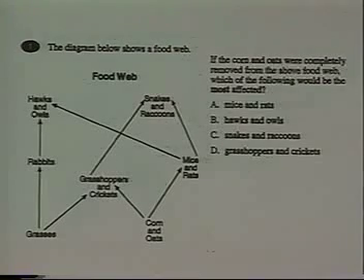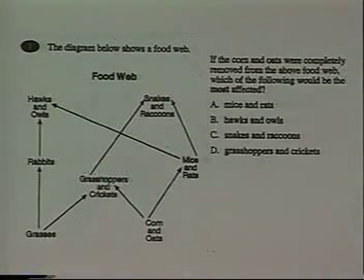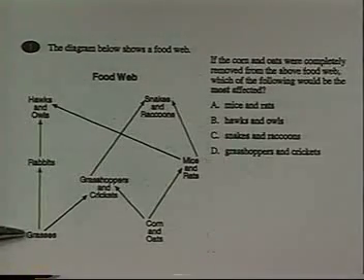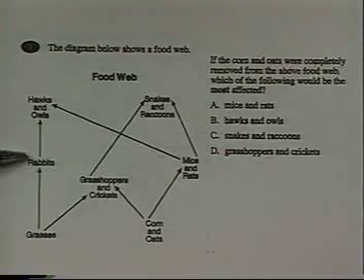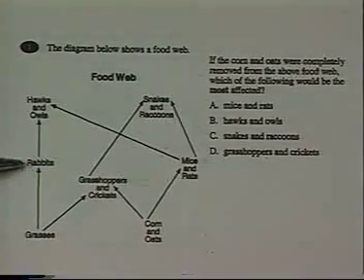First of all, let's explain. A lot of people watching this don't know what a food web is. So what's a food web? It's a diagram that explains the eating habits, what eats what. In this particular case, down here we have grass, and up here we have rabbits. Rabbits eat grass.